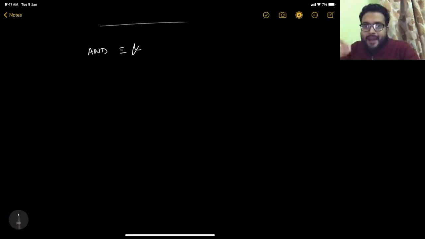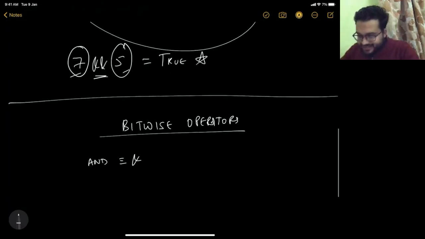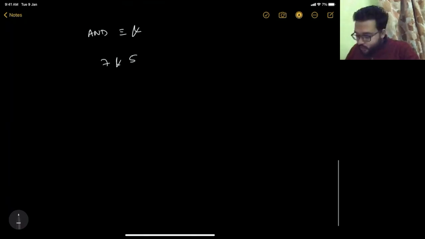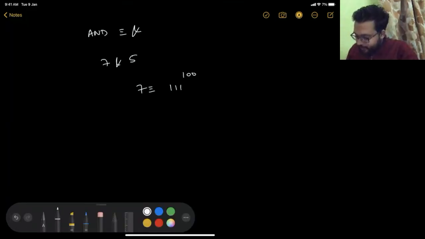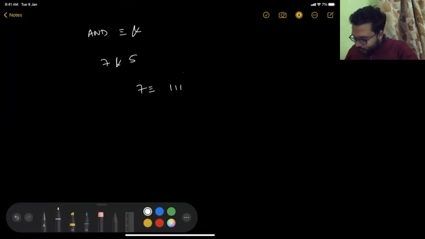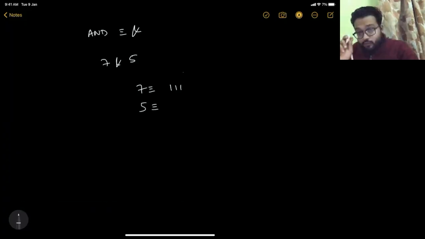Okay. So if I take the same example, I say that I wanted to do 7 bitwise AND 5. What will I essentially do? Let's assume 7 is represented in its binary format. What will that be? So this is 2, this is 4. 7 will essentially have 4 plus 2 plus 1. 7 essentially will be 111. Is everybody with me? 7 will be 111. Similarly, 5 will be 4 plus 1. So it should be 101.